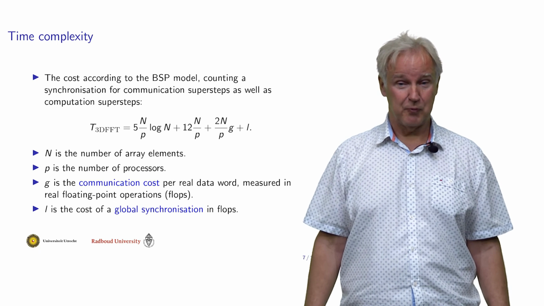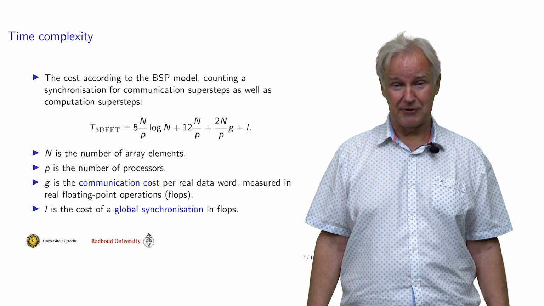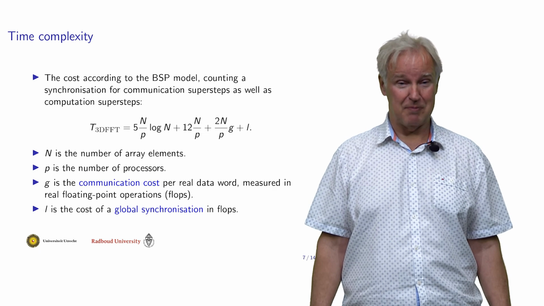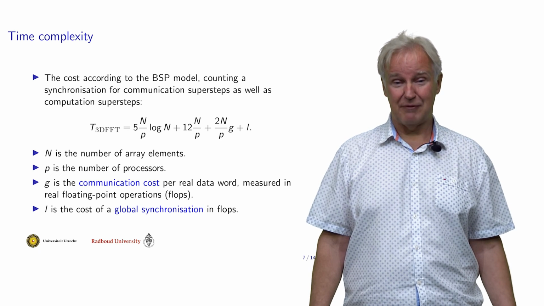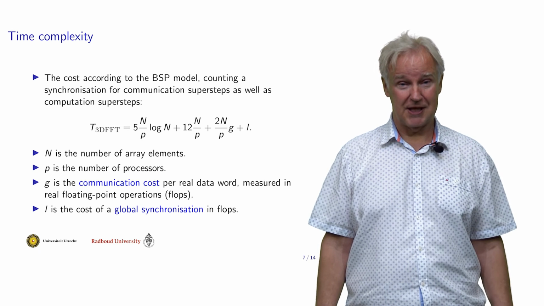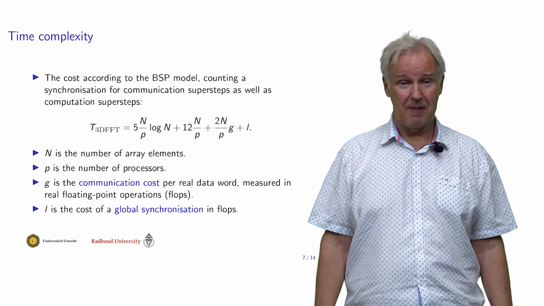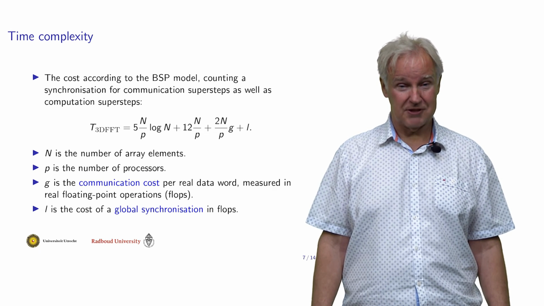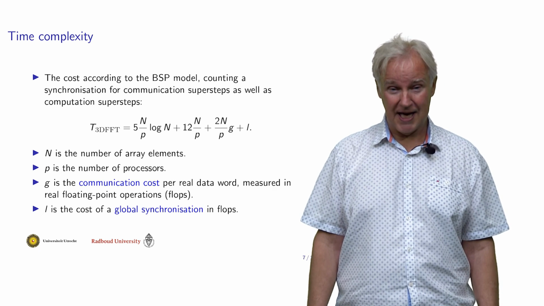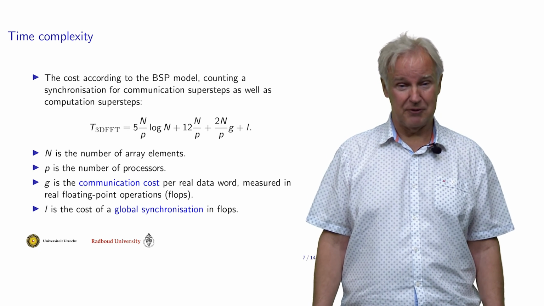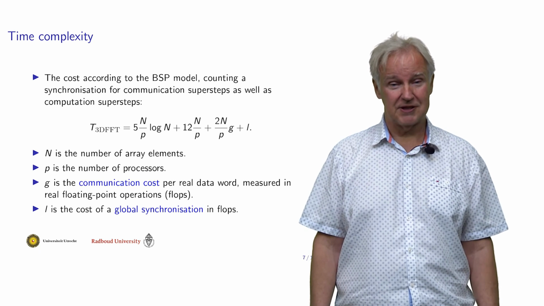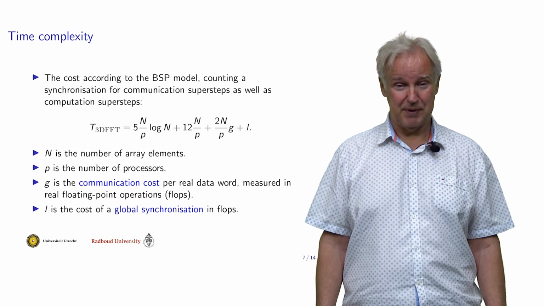And therefore, we use the BSP, the bulk synchronous parallel model, to analyze the time complexity. We have n grid points, which is the total number of points in all elements. On the other hand, we have p processors. The first term gives the time of a perfectly parallelized algorithm, because sequentially we need 5n log n real floating point operations, and this is divided by p.